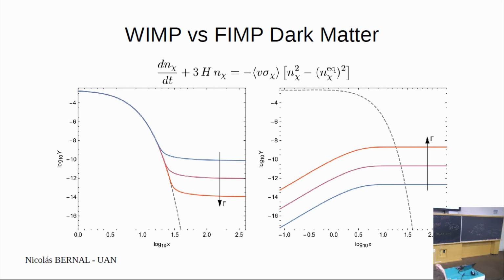So in the case of FIMP dark matter, you have something like this. The idea is that when you assume that dark matter in the early universe is, the dark sector is kind of depleted, you start creating the dark matter out of the standard model very slowly, and at some point you have the freeze-in, reaching the measured dark matter relic abundance.